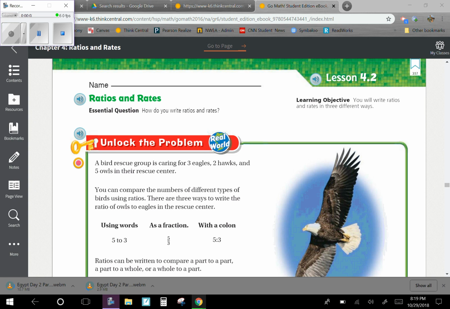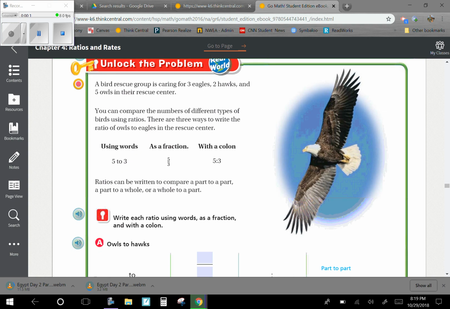For Lesson 2, Ratios and Rates. Our learning objective is that you will write ratios and rates in 3 different ways. Unlock the problem. A bird rescue group is caring for 3 eagles, 2 hawks, and 5 owls in their rescue center. You can compare the numbers of different types of birds using ratios.